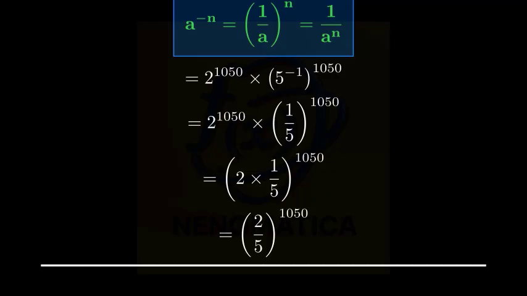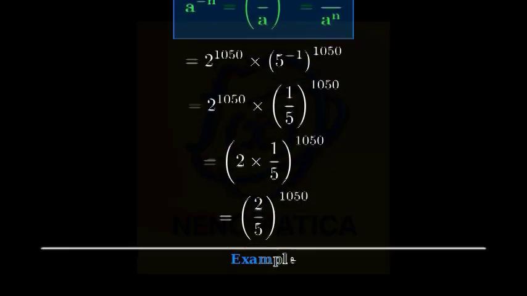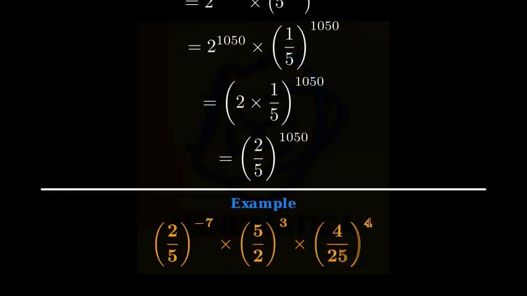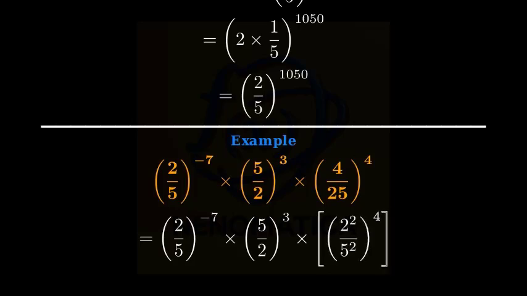Now, let's move on to the second example. Example, let's solve the expression. The fraction 2/5 to the power of negative 7 times the fraction 5/2 to the power of 3 times the fraction 4/25 to the power of 4. Let's start by rewriting the third fraction. We can express 4/25 as 2 squared over 5 squared.